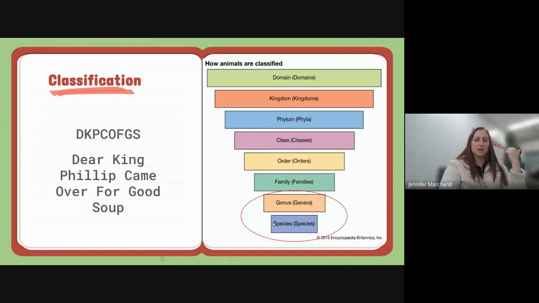And then genus and species, we're going to talk about more at the end, but that is how scientists actually name animals. They call them by their genus and their species, but we'll talk about that at the end here.